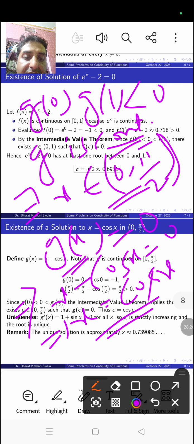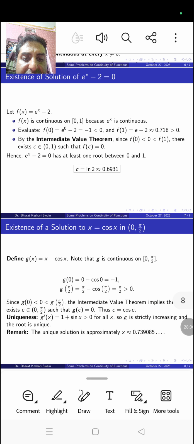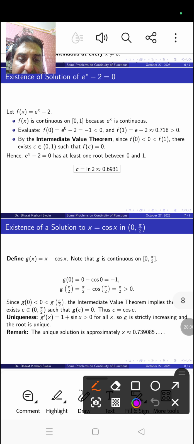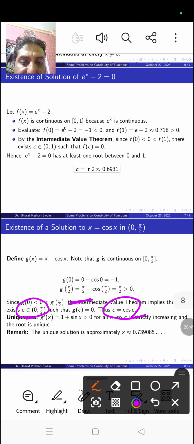So this x is equal to cos x, and x is some value in between 0 to pi by 2. Suppose it is c. That's why here we have written that some c exists in 0 to pi by 2 so that g of c equals 0. So c equals cos c.